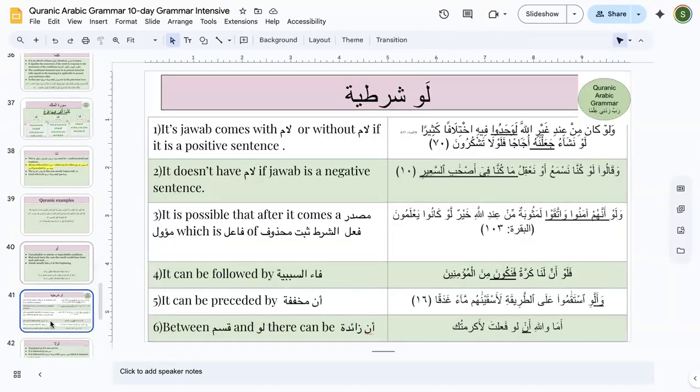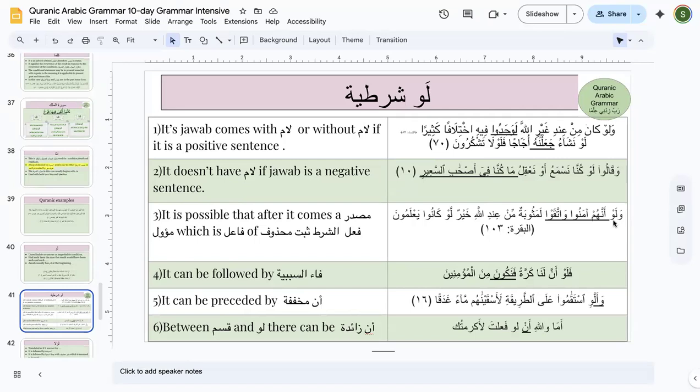So, some important points about law shartiya: its jawab comes with lam or without lam. It can have lam and it can be without lam if it is a positive sentence. See the two examples. It does not have a lam if the jawab is a negative sentence. It is possible that after it comes a masdar muawwal, which is a fail of a fi'lu shart that is mahzuf.